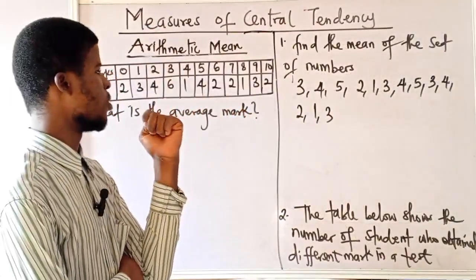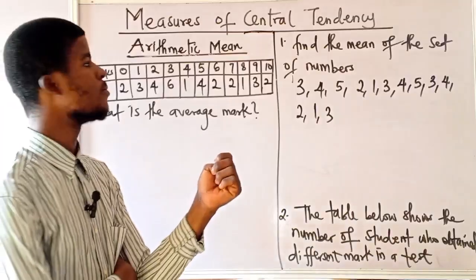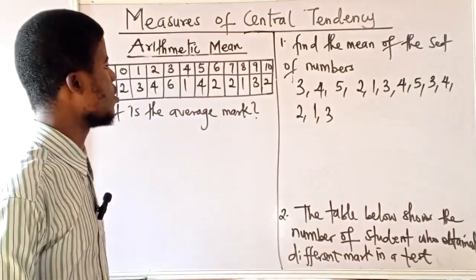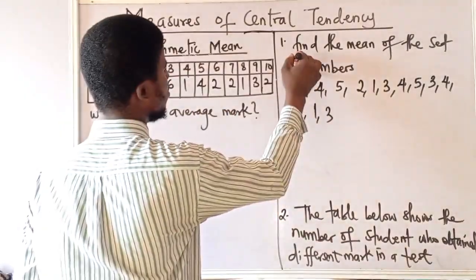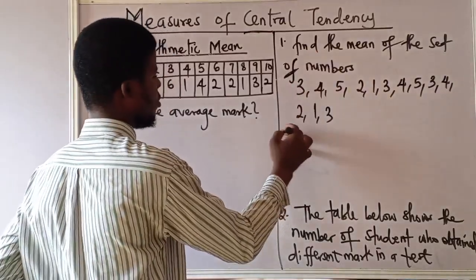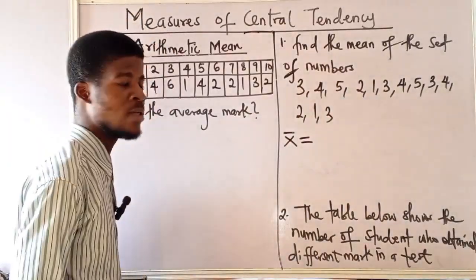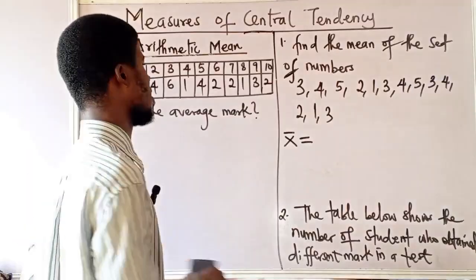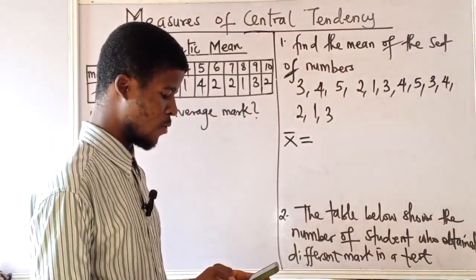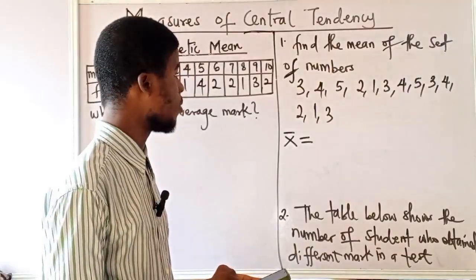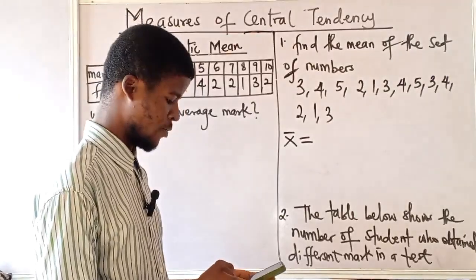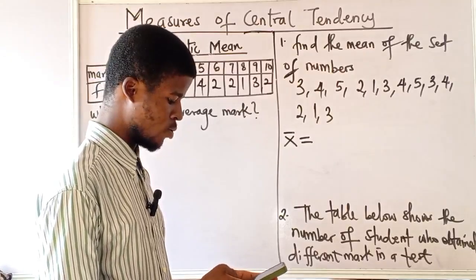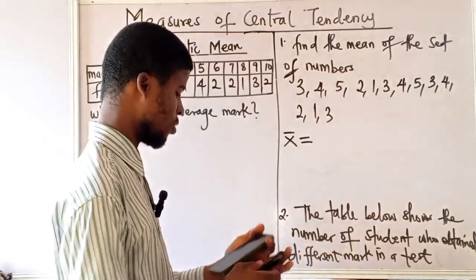Let us answer the questions on the board. We have the first two questions now. The first question says, find the mean of the set of numbers. We have the numbers on the board. The average or the arithmetic mean of these numbers is to add up all the numbers together and divide by their count. So if I add up these numbers, 3 plus 4 plus 5 plus 2 plus 1 plus 3 plus 4 plus 5 plus 3 plus 4 plus 2 plus 1 plus 3, that's 40.